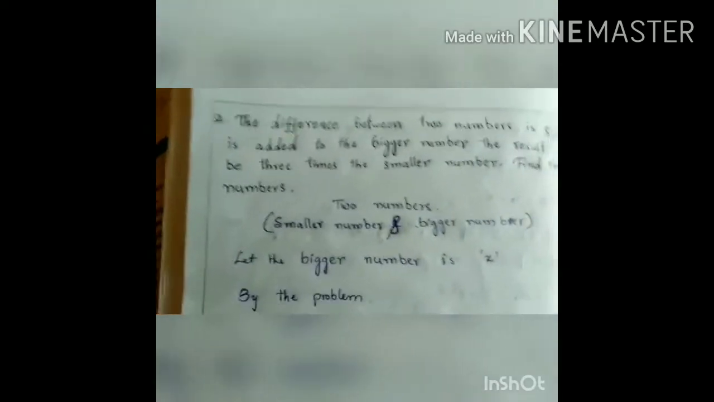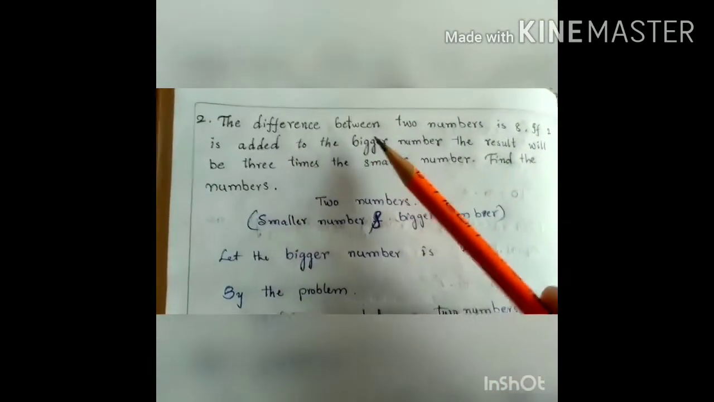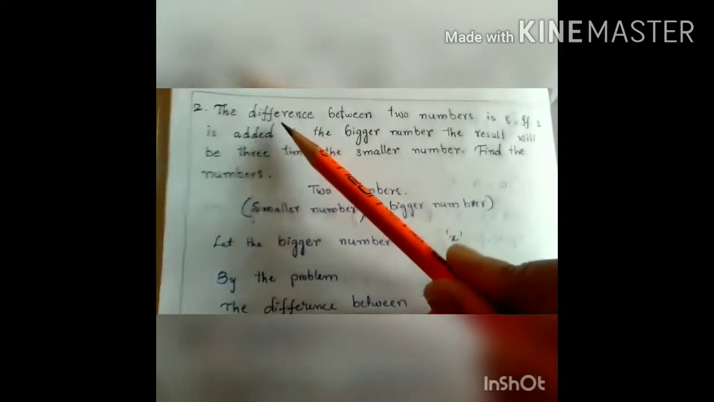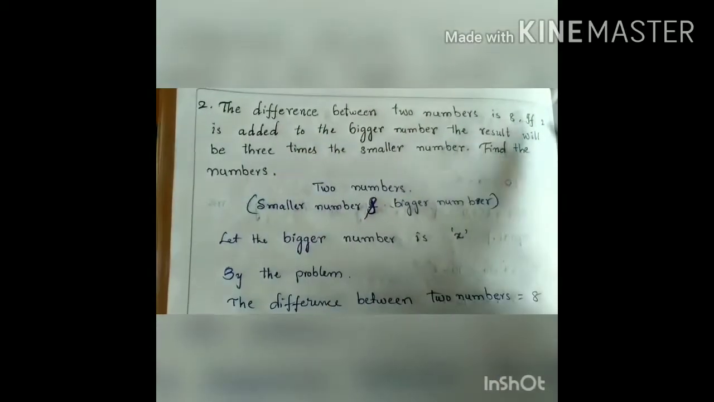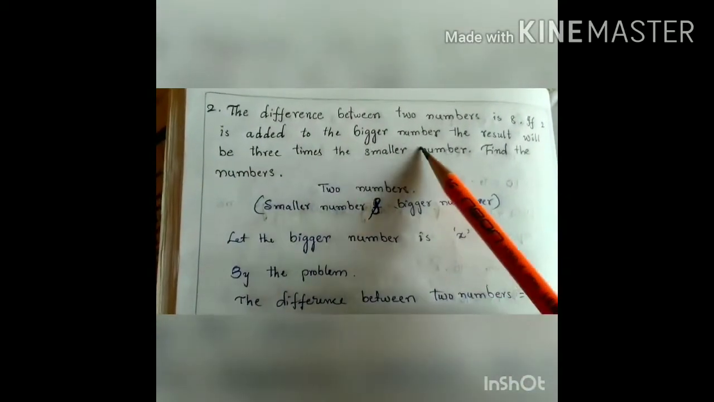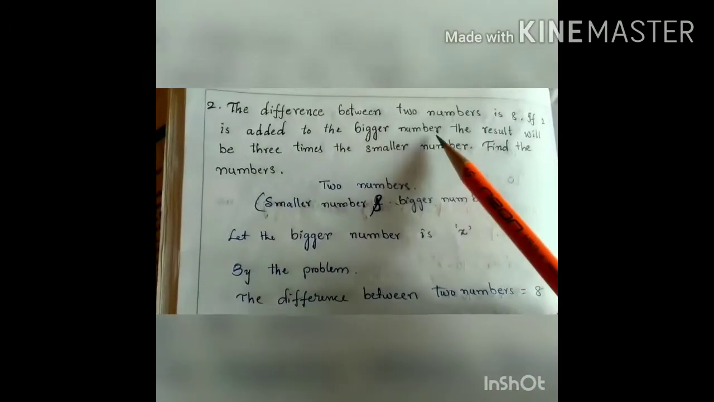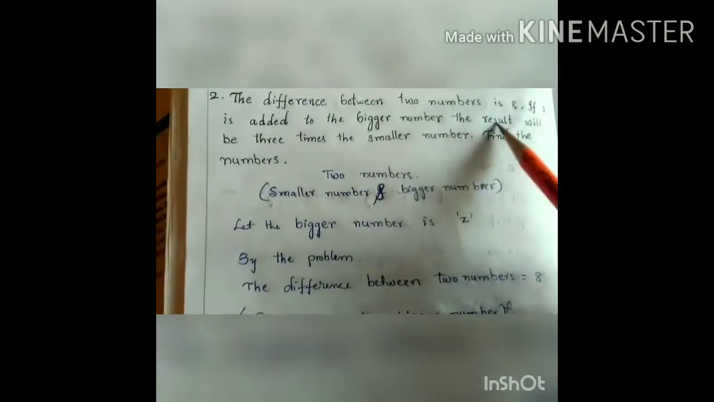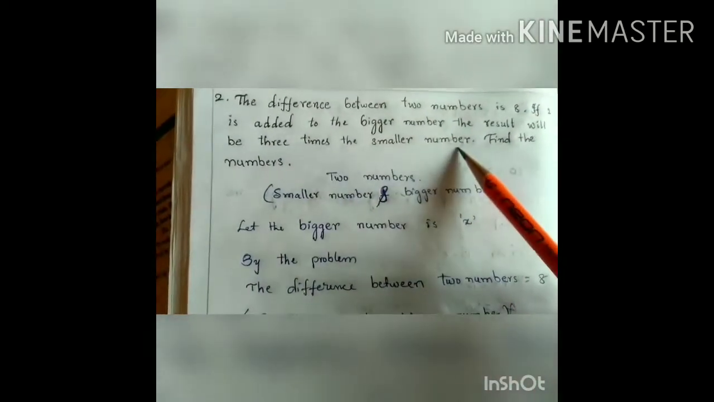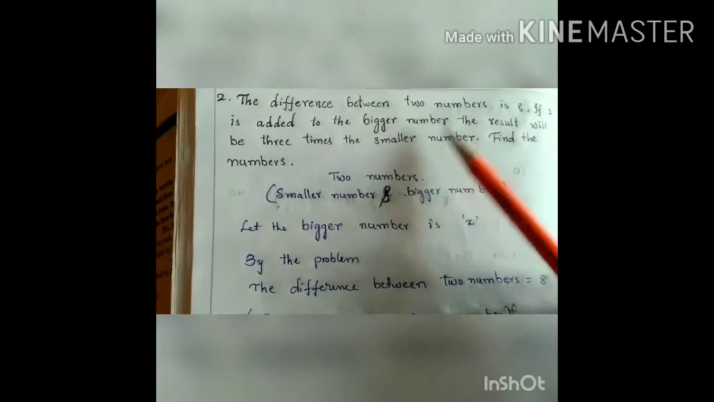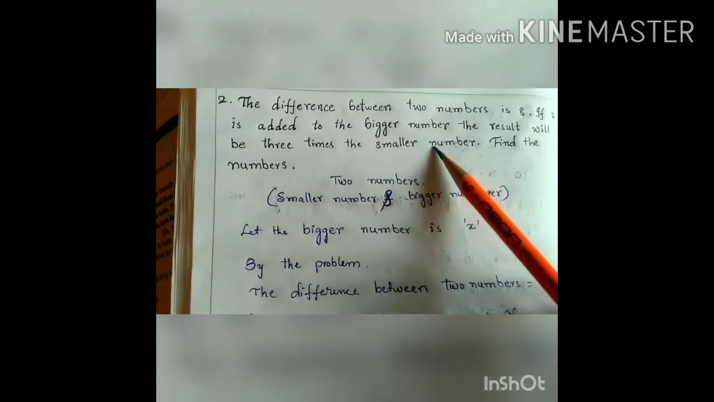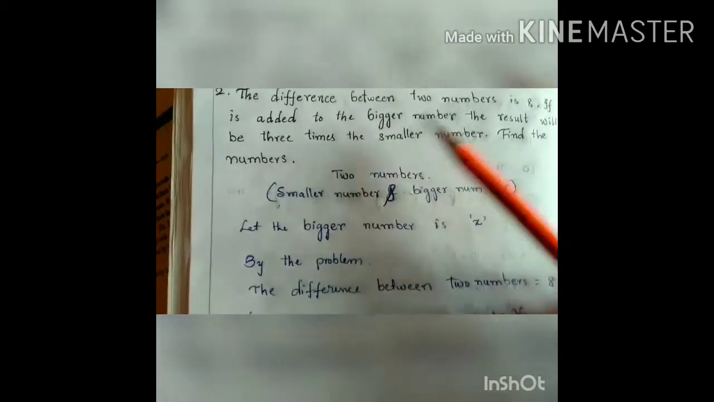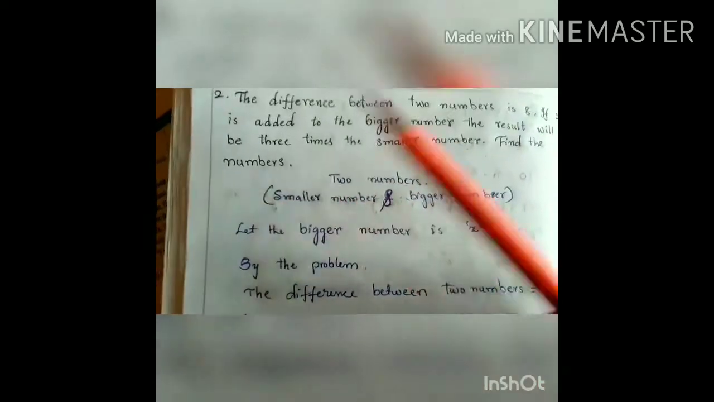It is the second problem. The difference between two numbers is 8. Difference means subtraction or minus. If 2 is added to the bigger number, the result will be 3 times the smaller number. You have to take the smaller number and the bigger number. The bigger number plus 2 is 3 times the smaller number. Find the numbers. Okay.